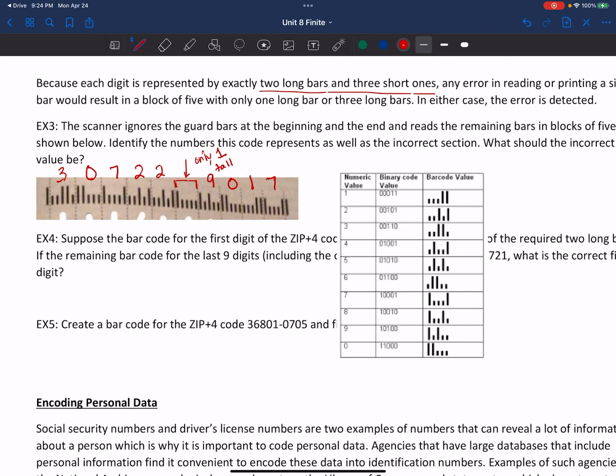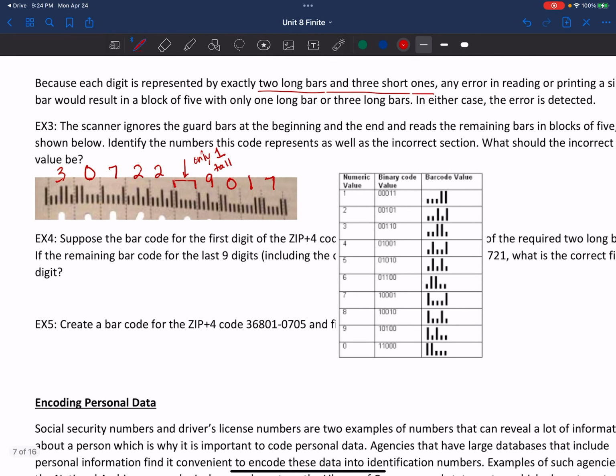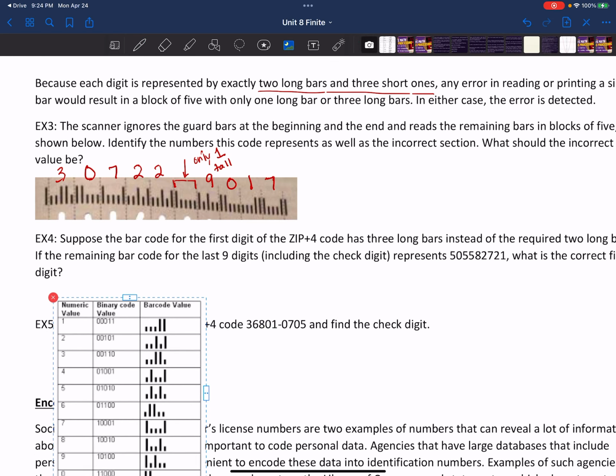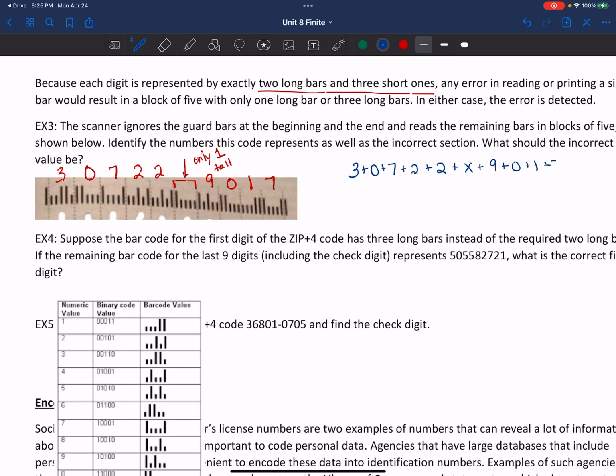All right, so let's take a look at what the question is asking us. Identify the numbers this code represents as well as the incorrect section. What should the correct value be? All right, let me move this over here. Well, we know that all of our codes add together to be divisible by 10. So we have 1, 2, 3, 4, 5, 6, 7, 8, 9, 10. So 3 plus 0 plus 7 plus 2 plus 2 plus x. I'm just going to put an x in there for it. Plus 9 plus 0 plus 1 plus 7.